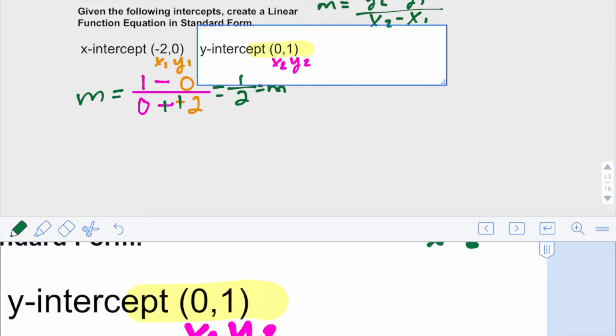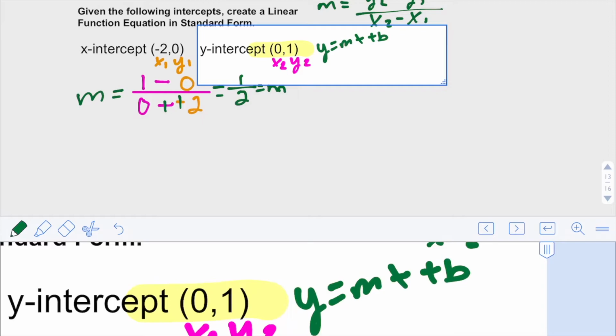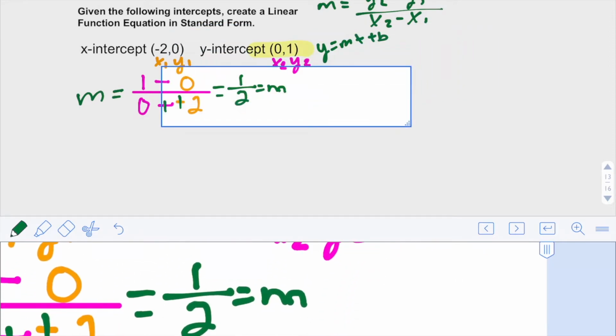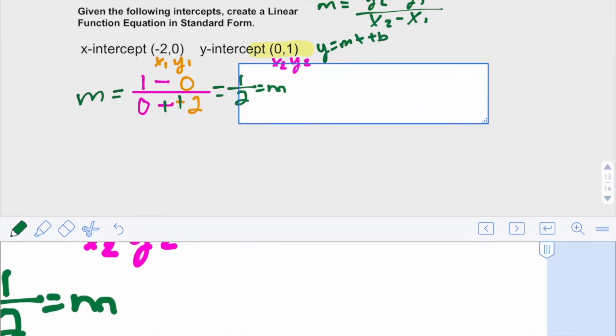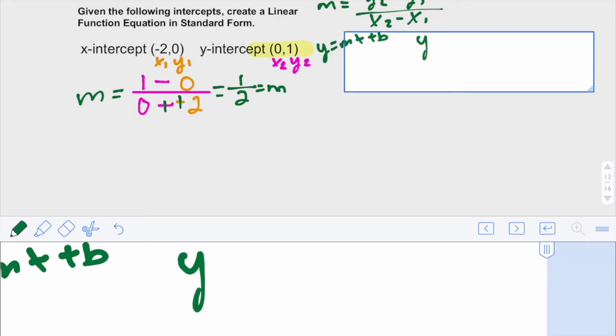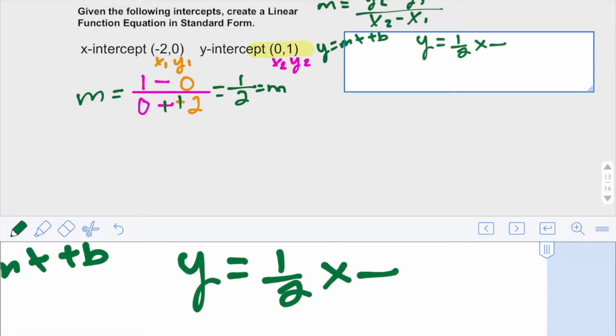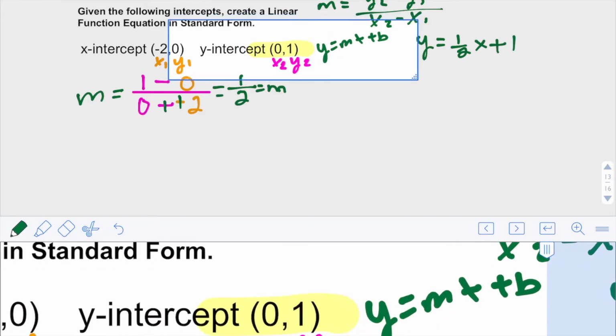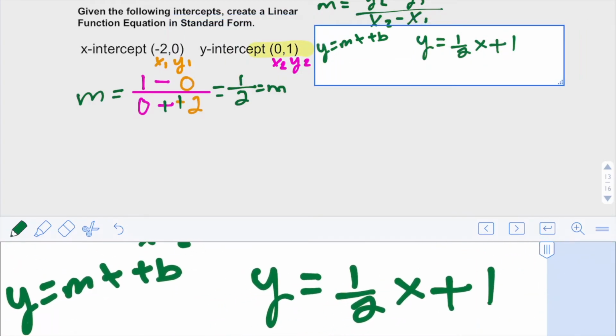And if you notice here, my y-intercept is just the end of the equation in slope-intercept form, which is, if you remember, y equals mx plus b. So I can just drop this positive 1 and this 1/2 into my equation. So I get y equals 1/2 x plus 1, which is my y-intercept. Now I can just move these terms around to get it into standard form.